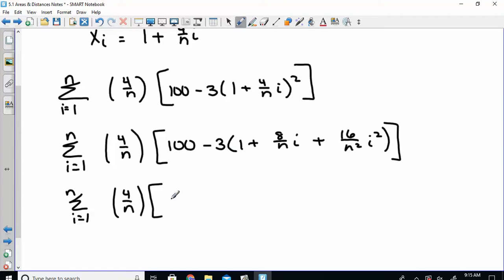So if I distribute my 3, I get a negative 3. So 100 minus 3 would be 97 minus 24 over n i minus 48 over n squared i squared. You guys still with me? So I distributed and combined like terms at once.